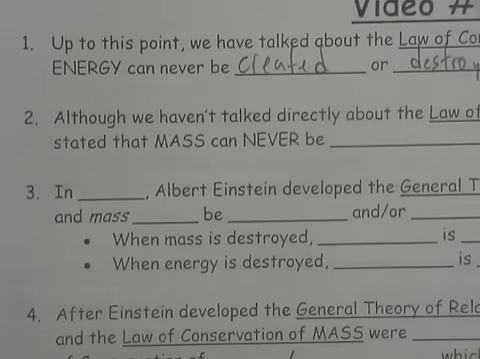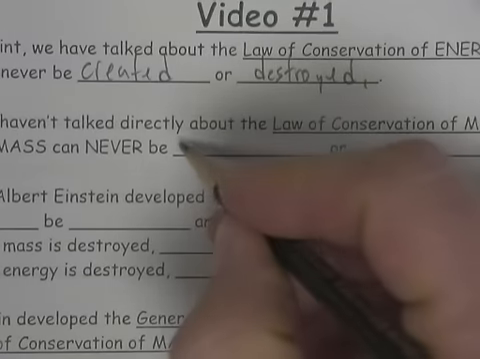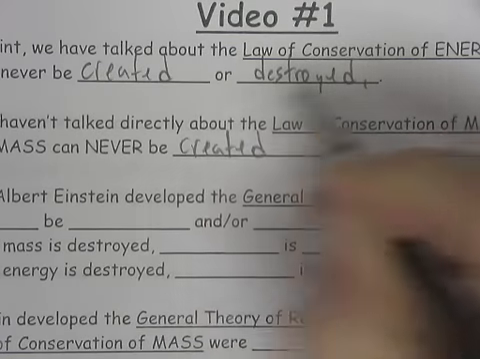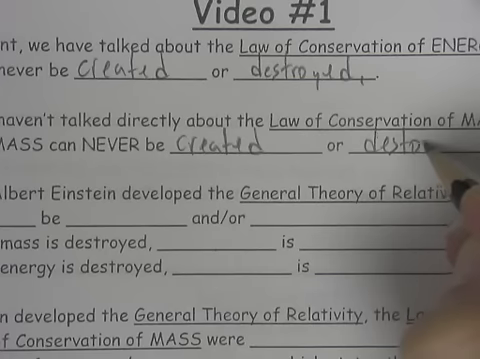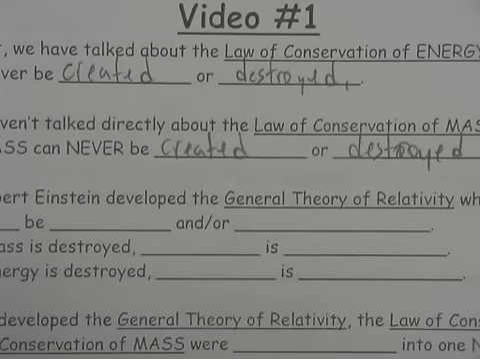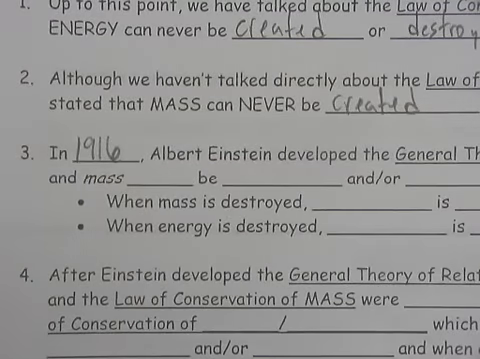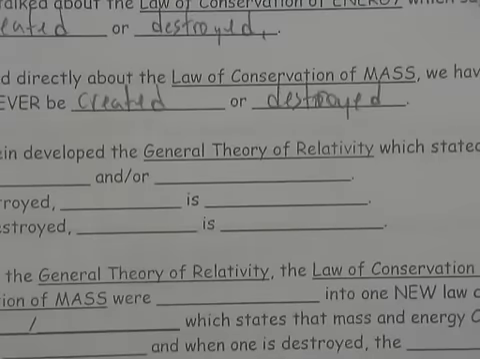The next one says, although we haven't talked directly about the law of conservation of mass, we have indirectly stated that mass can never be created or destroyed. So just like energy, mass can never be created or destroyed. And in 1916, Albert Einstein developed what's called the general theory of relativity.